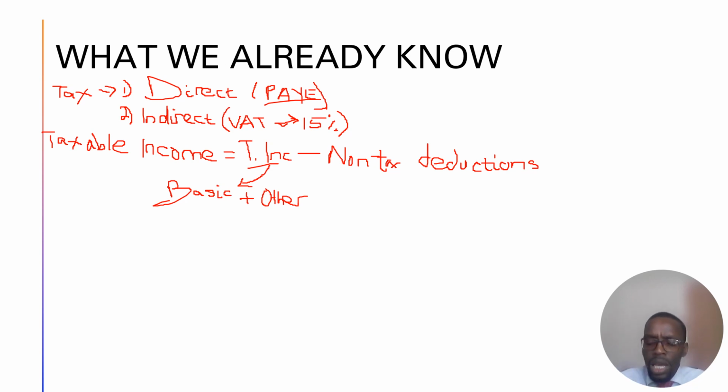Sometimes you find that you work and they say, we are going to be giving you a basic salary of this amount of money, and then we are going to be giving you a commission of this amount of money. So all of that forms part of your total income. It forms part of your total earnings. So that is going to be added together, and when it's added together, we get our total income.